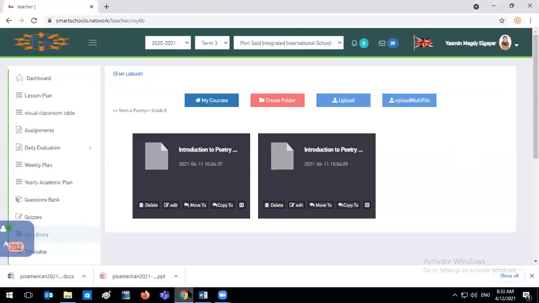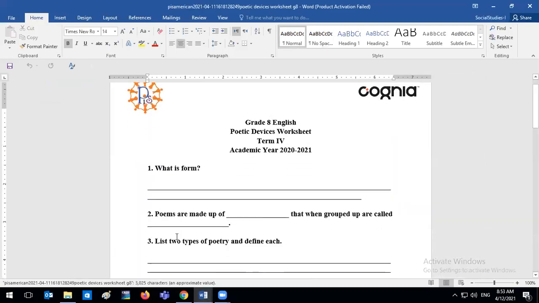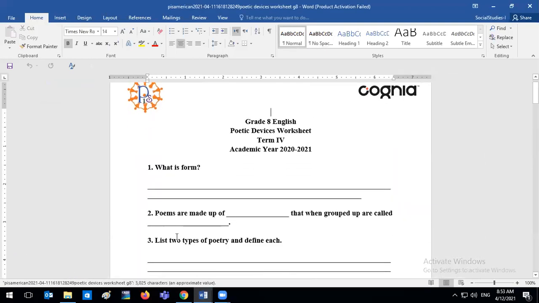If you open this worksheet with me, the first question is form. The form of a poem is the structure of how the poem is written, or the written structure of the poem. Poems are made up of lines, and when they're grouped together, they become a stanza. Stanzas perform the same way that a paragraph does in an essay.